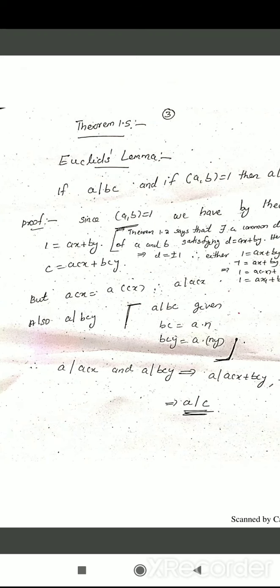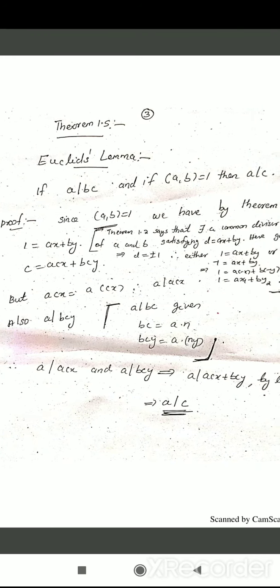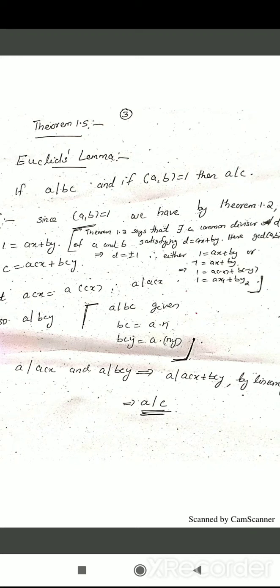Next one is theorem 1.5. That is a very important result, called Euclid's lemma. If a divides bc and if GCD(a, b) = 1, then a divides c.